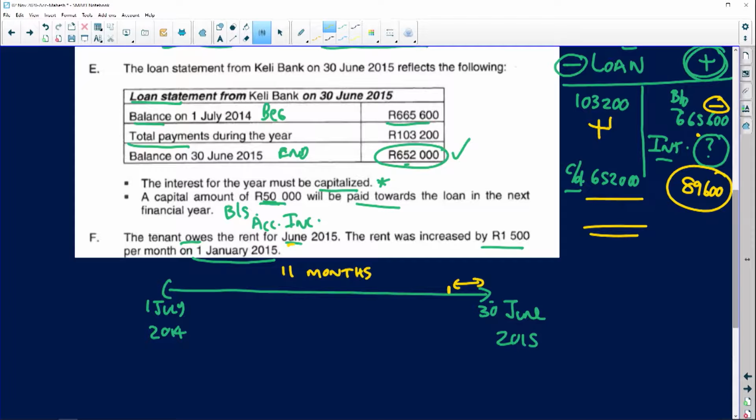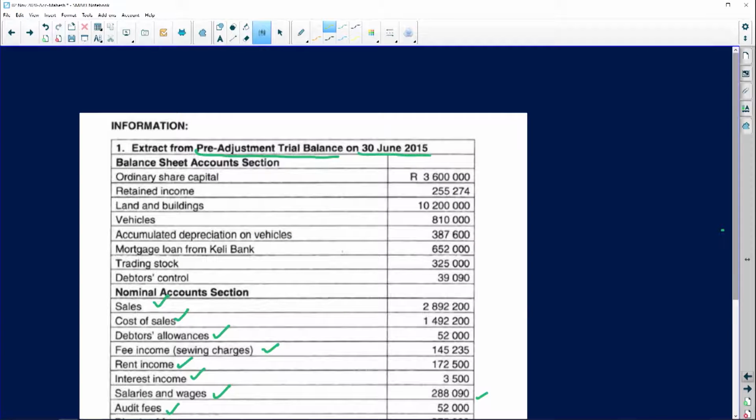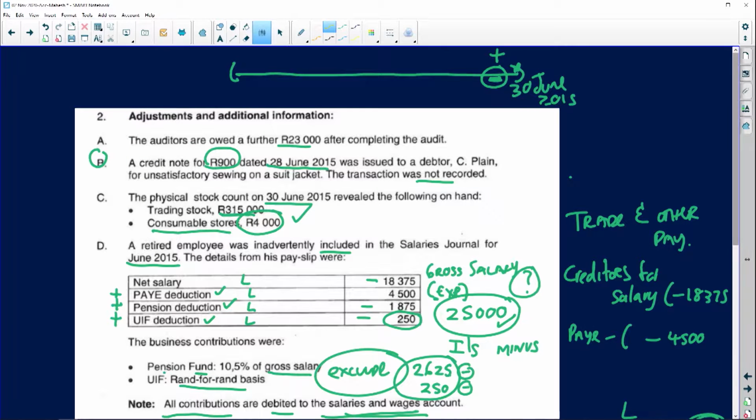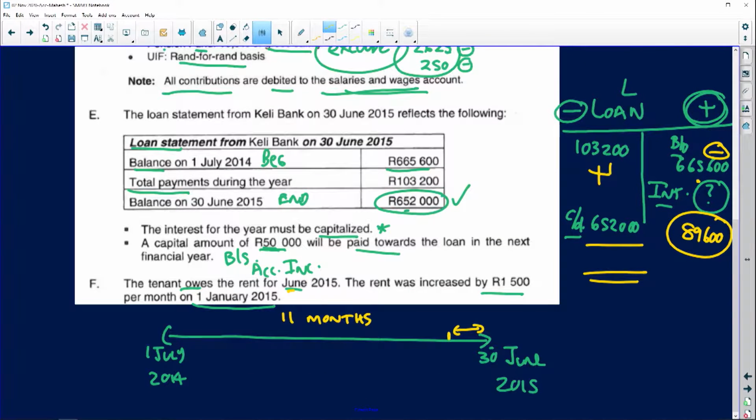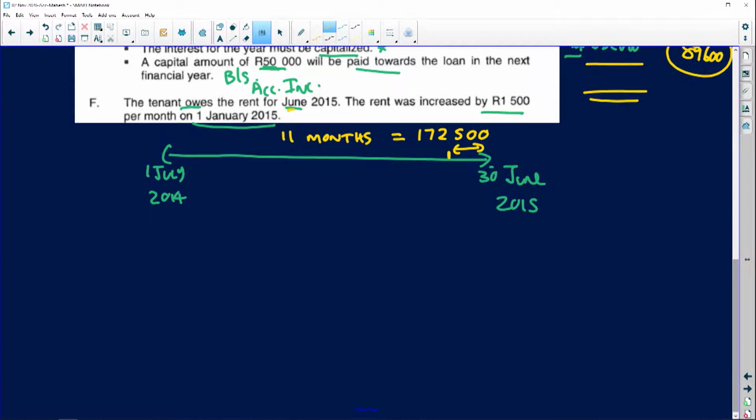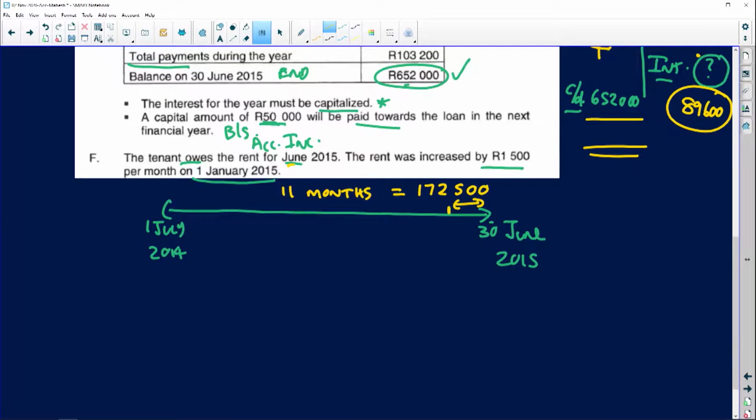Right, now the monthly rent is clearly not given to us, but we do know in total, let's go to our trial balance, in total, the rent that we have received is 172,500. So I just want to take that through, okay? So the rent that we have received for the 11 months, an amount of 172,500. Okay. Right, now there's two ways in which we can do this calculation, and I'm going to show you guys both methods. You decide which one you want to use.